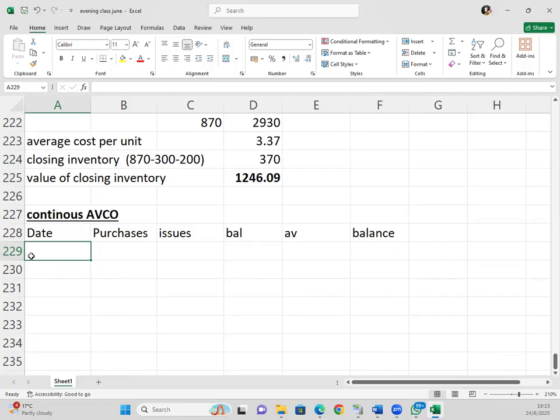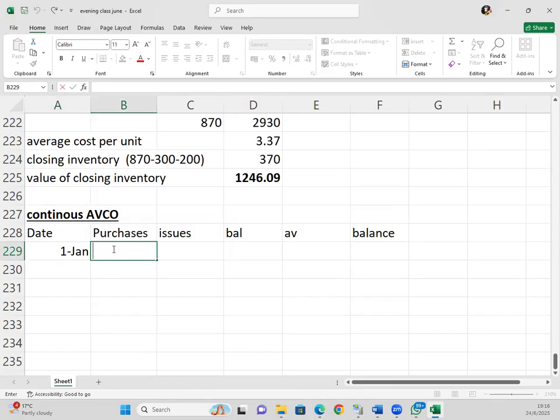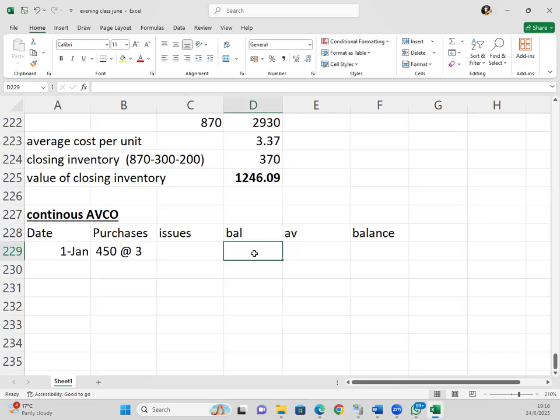So now you can pay attention. For the continuous AVCO, we just take the dates as they are. We are not starting with purchases, we are just taking the dates as they are given. So the first date is 1 January. What happened on 1 January? Did we buy or did we sell? We bought. It was 450 at what price? $3. So under the purchases, you put 450 at 3.